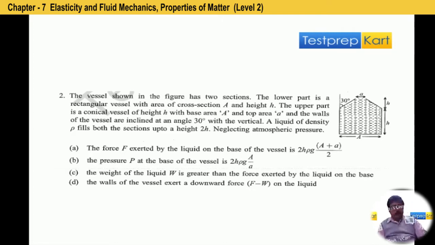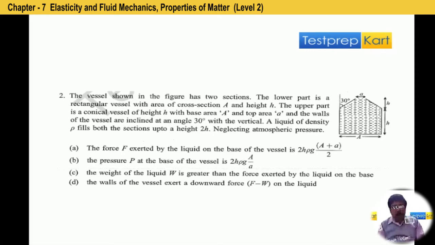Neglecting atmospheric pressure. So always remember that the situation does not depend on the height. So neglecting the atmospheric pressure, in the conical vessel the height is h and the base area is A and the top area is A, and the walls of the vessel are inclined at an angle of 30 degrees with the vertical. A liquid of density rho.